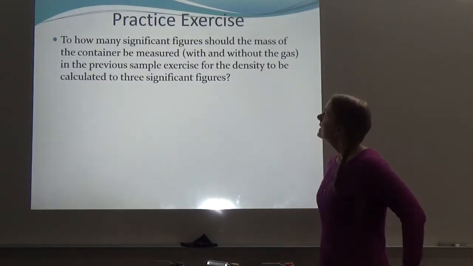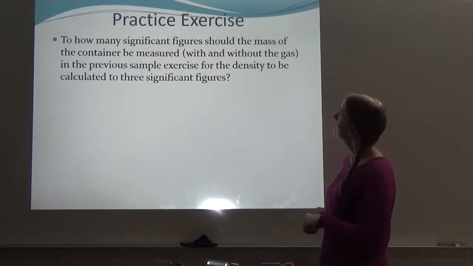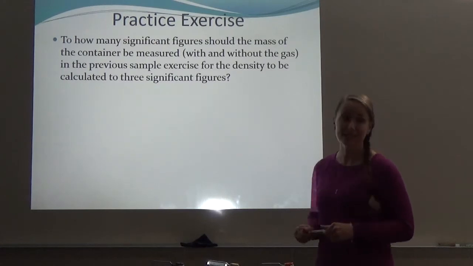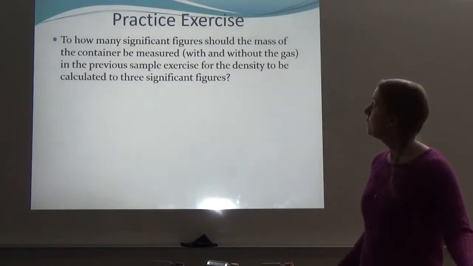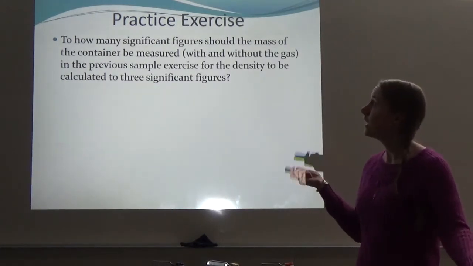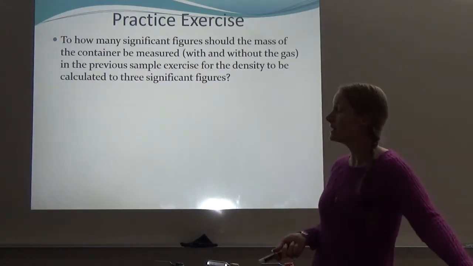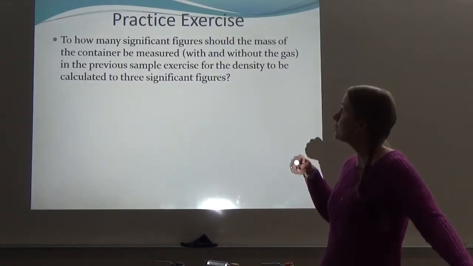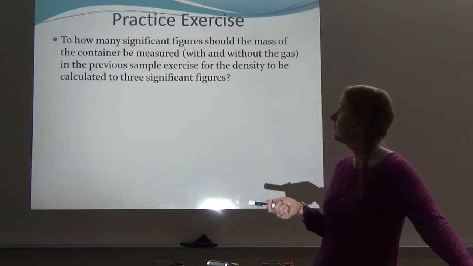So then it says, to how many significant figures should the mass of the container be measured with and without the gas in the previous sample exercise for the density to be calculated to 3 significant figures. In other words, what they're saying is on our previous question, we only needed 2 significant figures. What measurements would we have had to where we could have gotten 3?